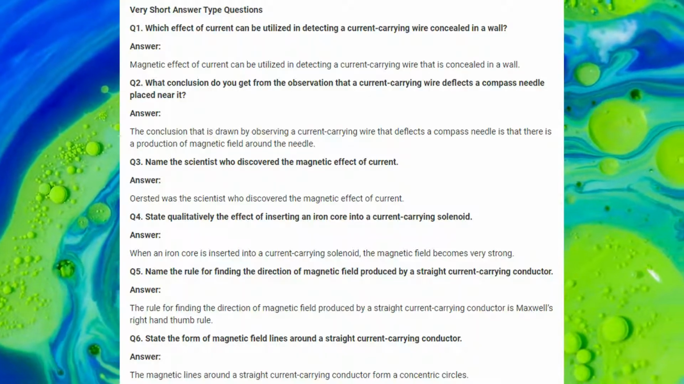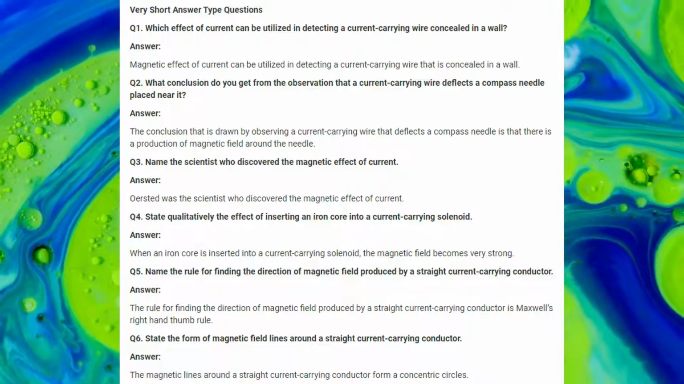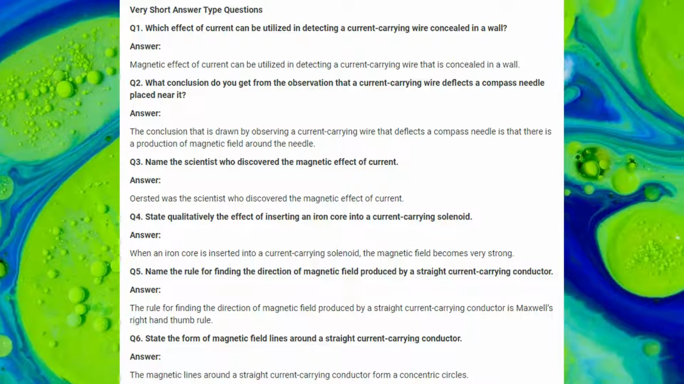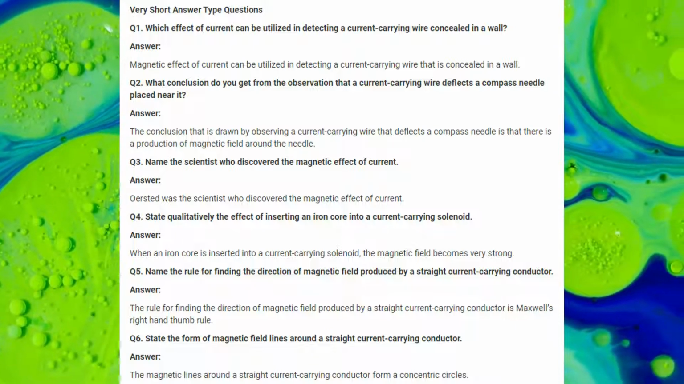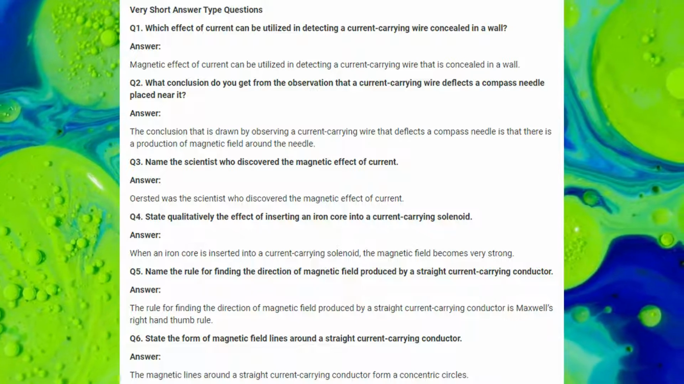Very short answer type questions. Q1. Which effect of current can be utilized in detecting a current carrying wire concealed in a wall? Answer: magnetic effect of current can be utilized in detecting a current carrying wire that is concealed in a wall.